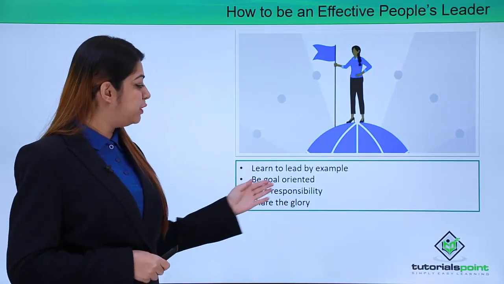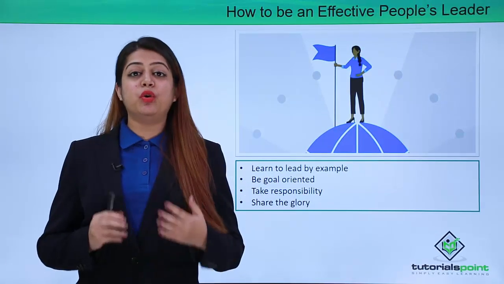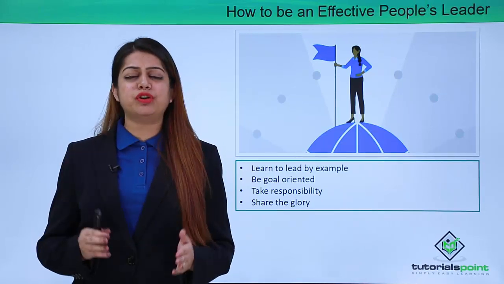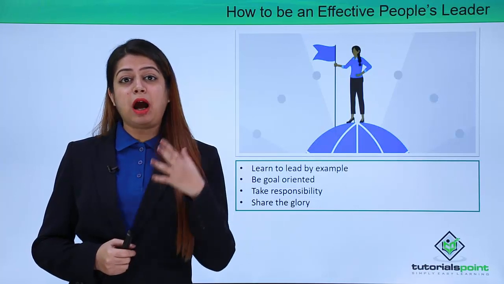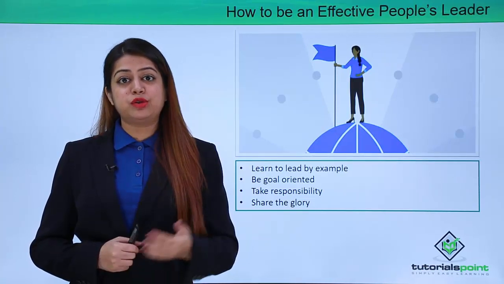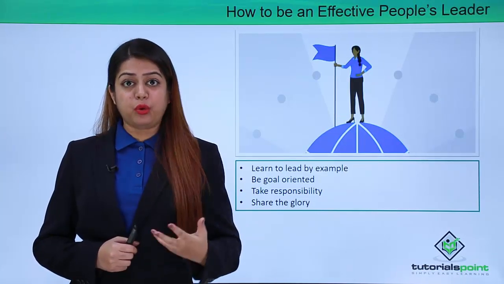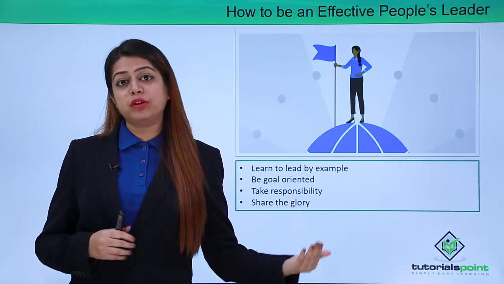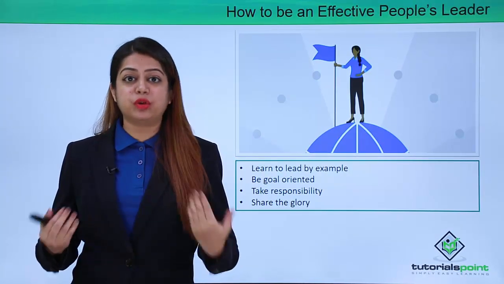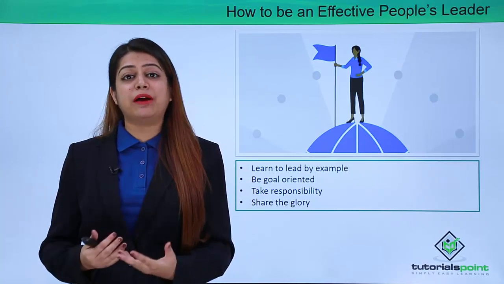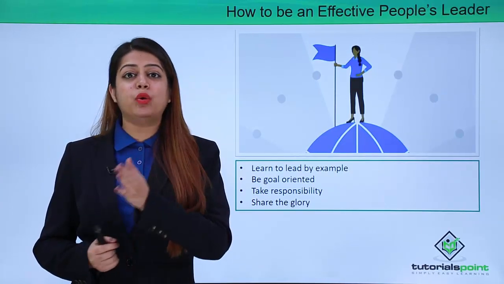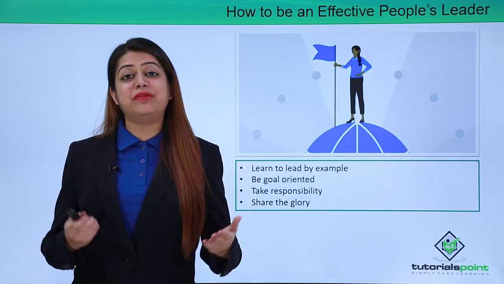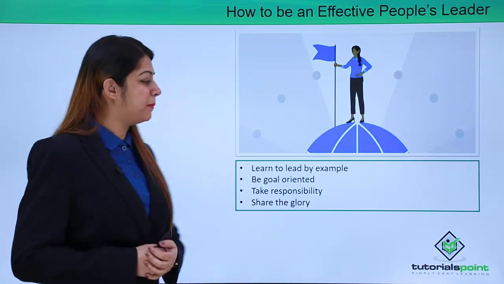Second point, be goal oriented. You need to know what your goal is and your team's goal is. You need to understand how you have to reach that goal. So if you are aware of your own goals, that is how you will also motivate your team members to reach the goal. And everybody has to have a common goal altogether, right? So having a goal and being oriented towards your goal is another very important thing for a leader.